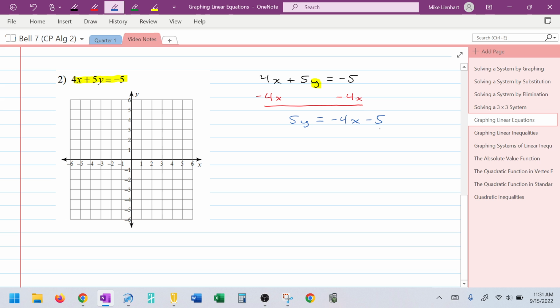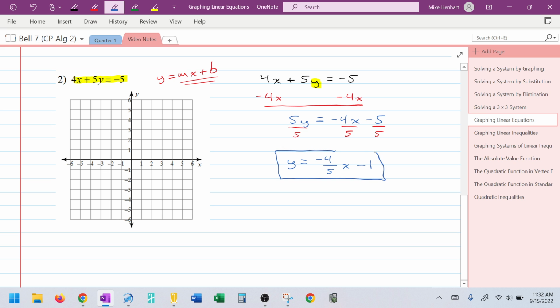So I wrote it as -4x minus 5 for 2 reasons. Number one, I can't put them together. They're not like terms. And secondly, I was thinking in advance of this slope-intercept form, y equals mx plus b. I want it looking like that over on the right side. So the next thing I need to do is get y by itself by dividing everything by 5. And then I'm going to rewrite and simplify this. I have y equals -4/5 x, and -5 divided by 5, that would be -1.